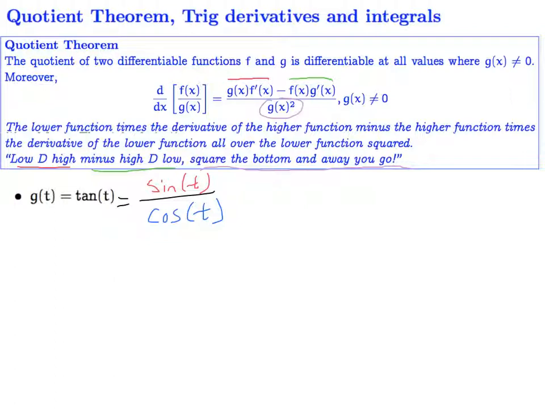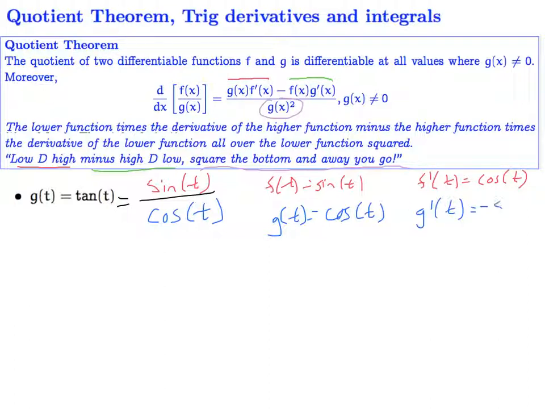So again, using our quotient theorem, what we can do is we can say, well, our top function is going to be sine of t, and we can compute the derivative of this. We knew that this was cosine of t. We can also write our lower function, g of t, as cosine of t, and compute the derivative pretty easily as negative sine of t. That negative is super important. And now we can go ahead and compute the derivative.